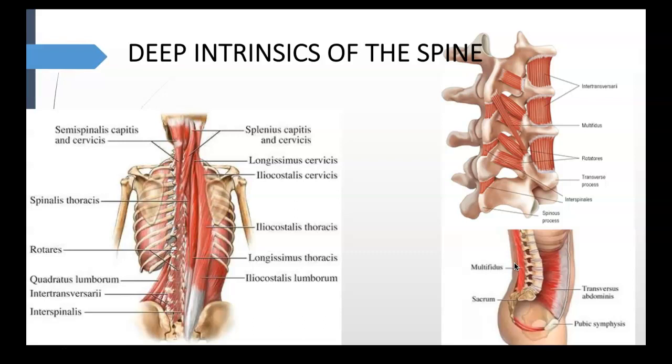So overall, those deep intrinsics, as you can see, really aid in mostly spinal extension, but then also help to perform some of our transverse plane motion, right? So rotation either opposite or rotation to the same side of the spine. All in all, when we think about spinal extension, we're thinking that that is a position of stability for the vertebral column.